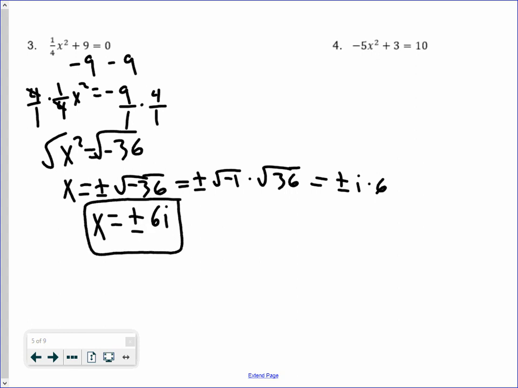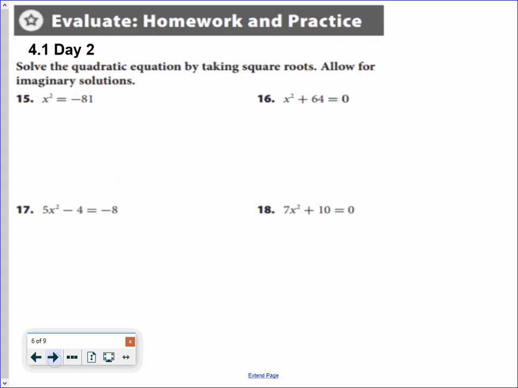Number 5 is going to be very similar to number 2 and number 3. So I'm going to leave that for you guys to do by yourselves. We do post the completed notes online, so you can double check the work there. But that's pretty much the section, guys.